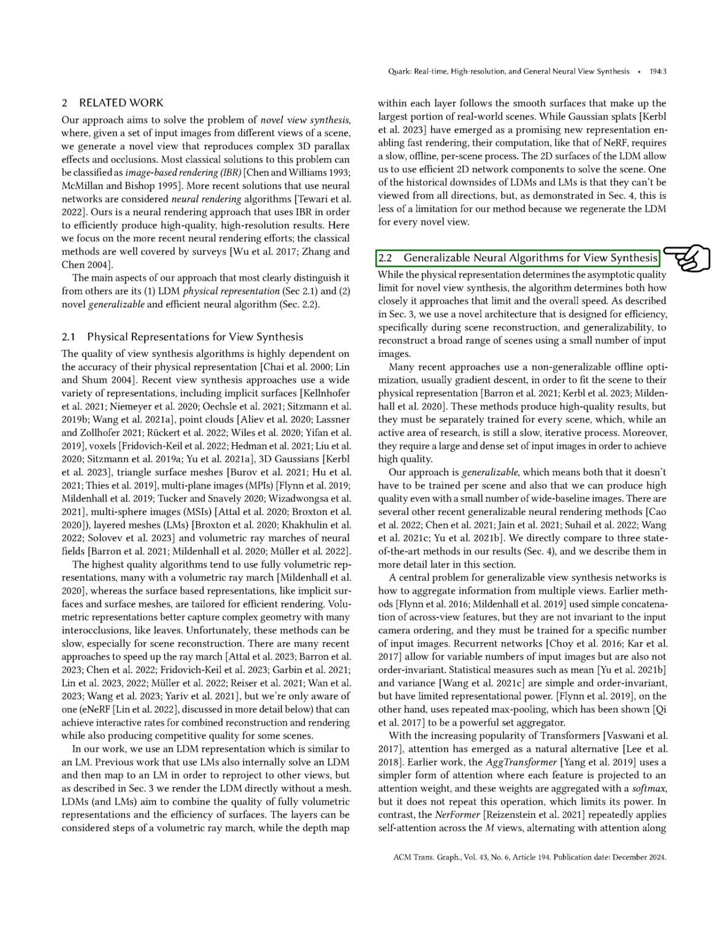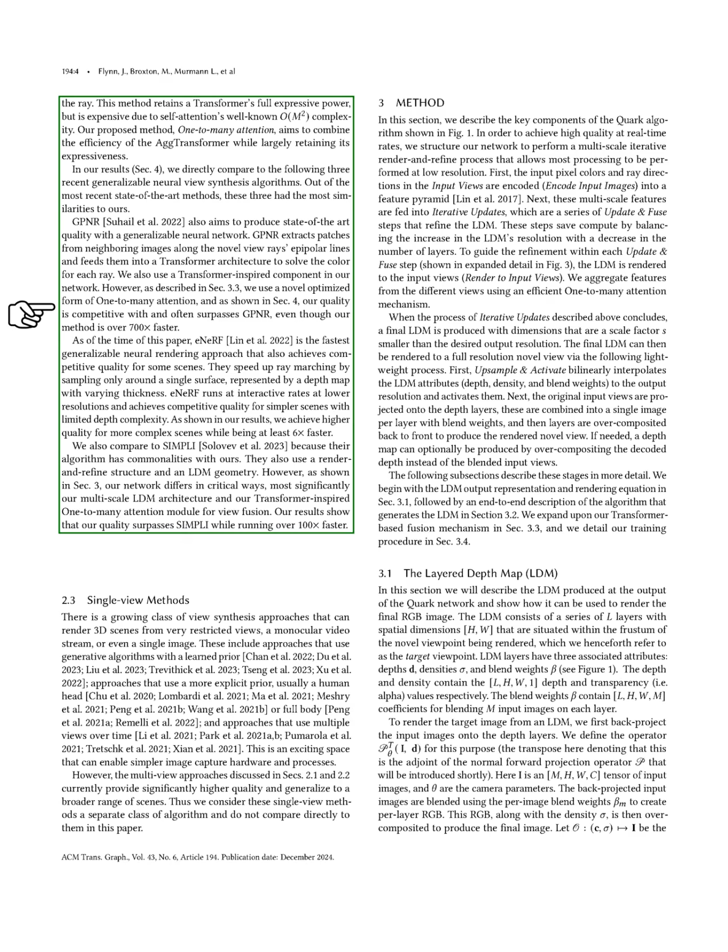We compare our method with GPNR, which also aims for high-quality results using a generalizable neural network. Although GPNR extracts patches from neighboring images, our one-to-many attention is optimized for better performance, achieving competitive quality while being significantly faster. We also evaluate NRF, the fastest generalizable neural rendering method, which samples around a single surface. Our results show that we achieve higher quality for more complex scenes while being much faster. Lastly, we compare with Simply, noting that our multi-scale LDM architecture and attention module lead to superior quality and speed.